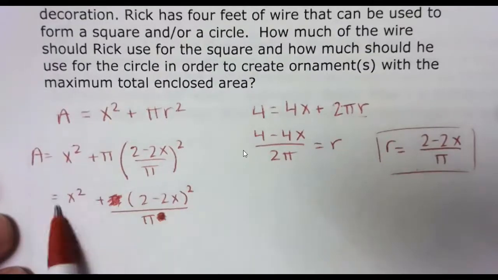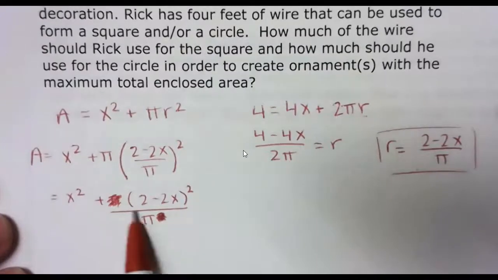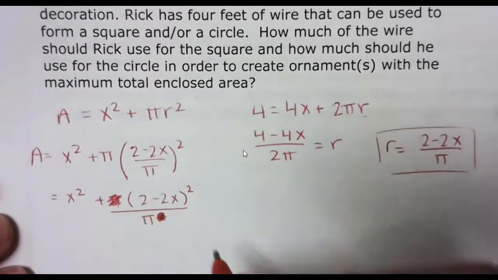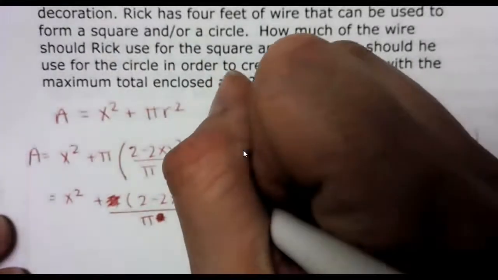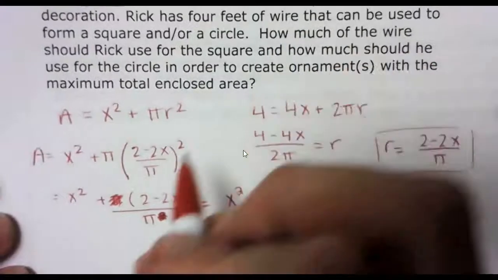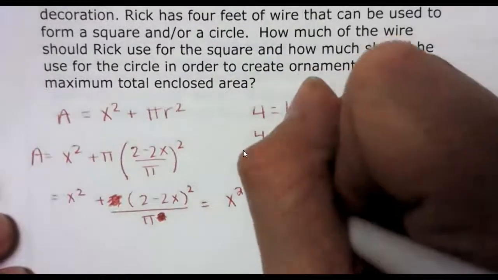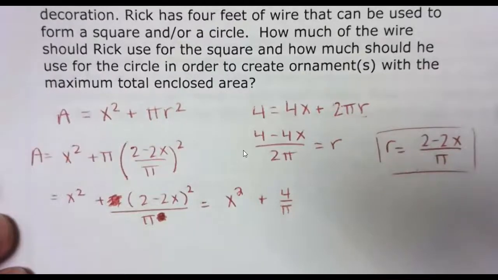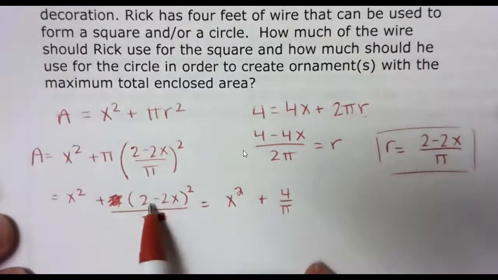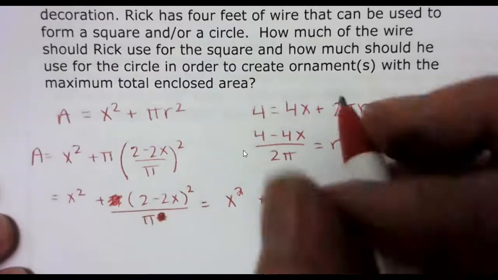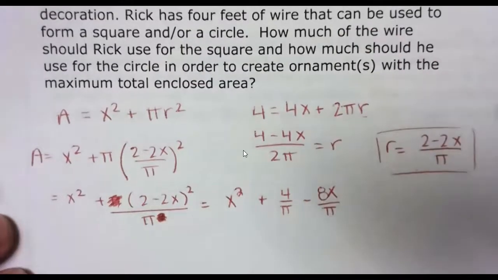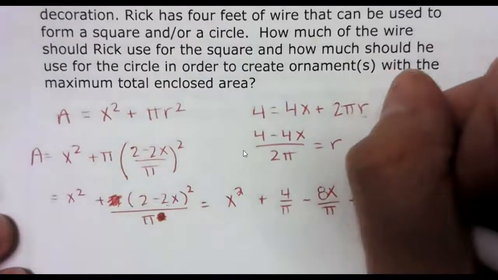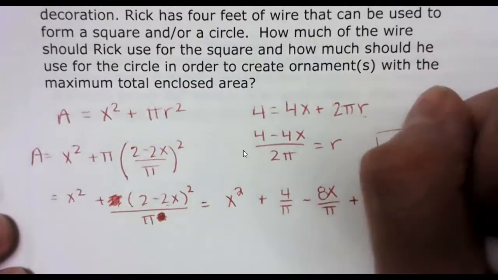And then you have the choice of if you want to factor and FOIL now, or if you want to do your chain rule and then simplify. So if we simplify now, this becomes x squared plus 2 times 2, which is 4 over pi. 2x times 2 is 4x, but you would have to double that, making it minus 8x over pi. And then 2 times 2 is 4, x squared over pi.